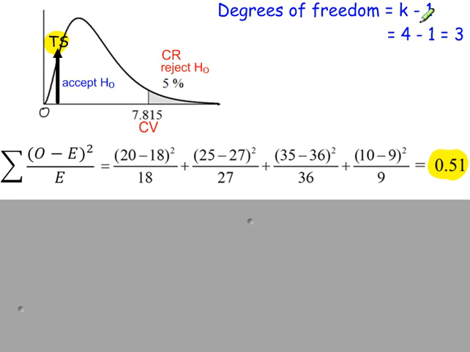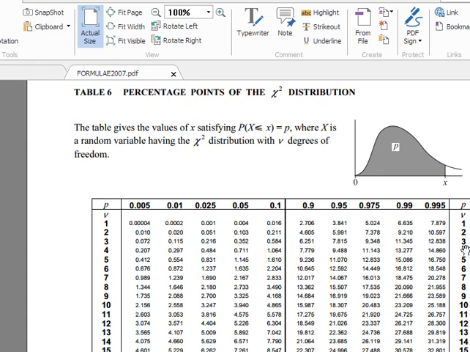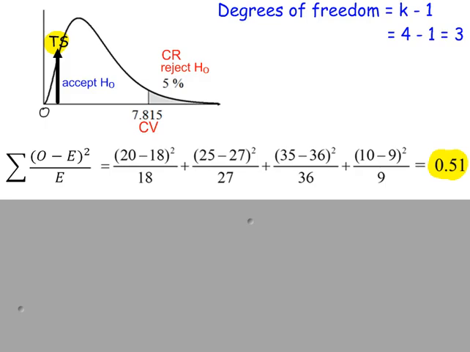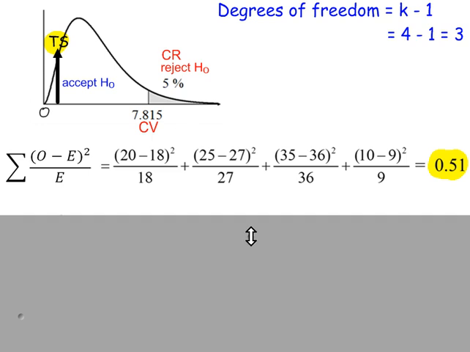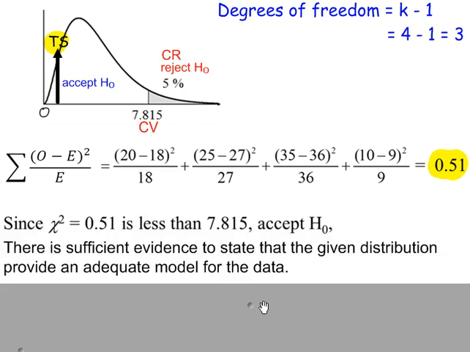So we have 3 degrees of freedom, 5% significance level. The chi-squared tables give us a critical value of 7.815. Using the O and E values from our table, our test statistic X squared is 0.51, which is less than 7.815. So our conclusion is to accept H0, and our conclusion in context.